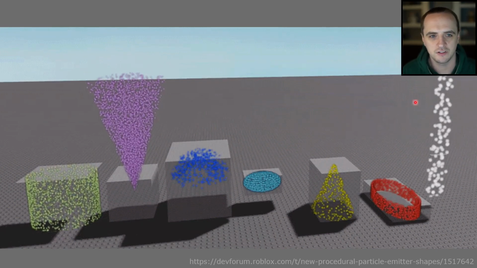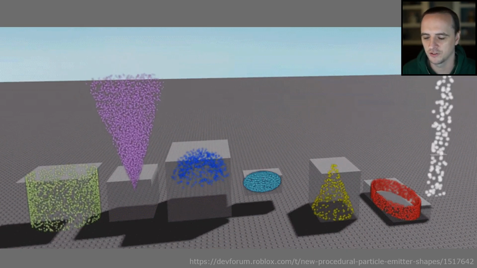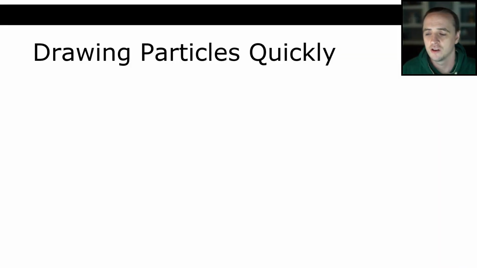So let's go into more of the implementation details of the particle system that we're going to be creating during this class. The first thing we want to talk about is how we're going to draw our particles, because this is something we haven't discussed in the class yet, because we haven't needed to.